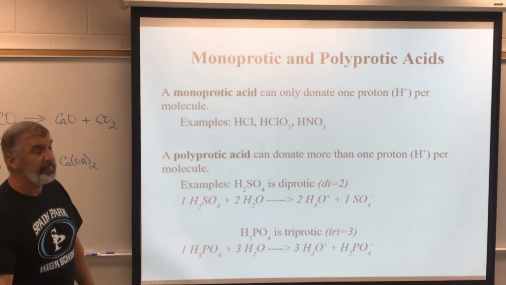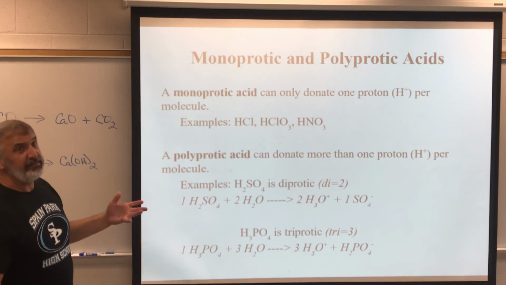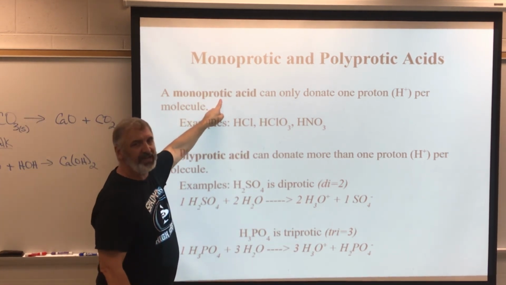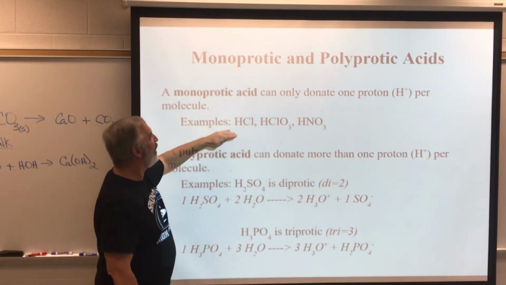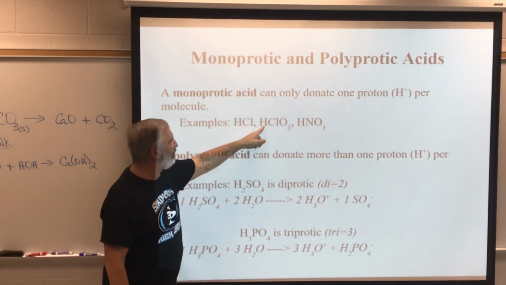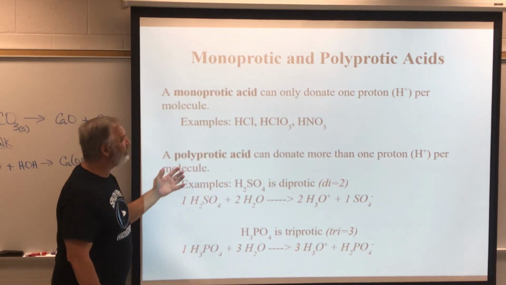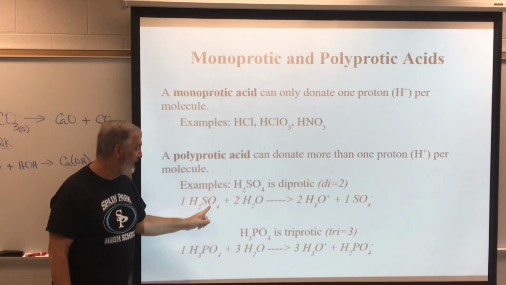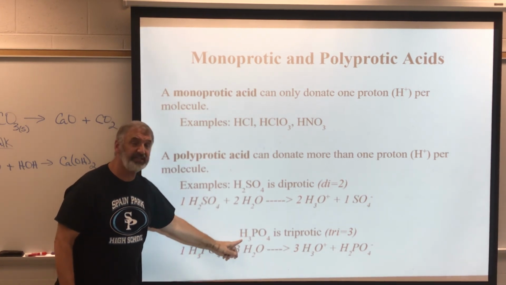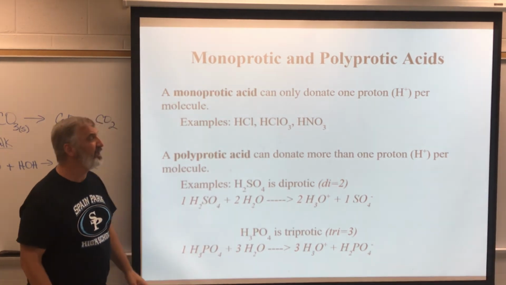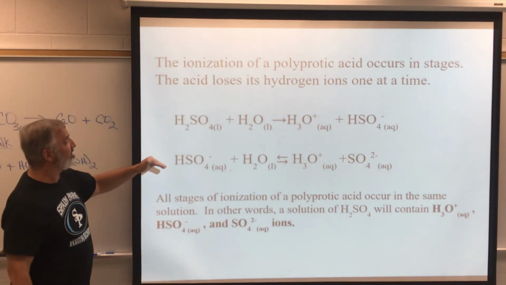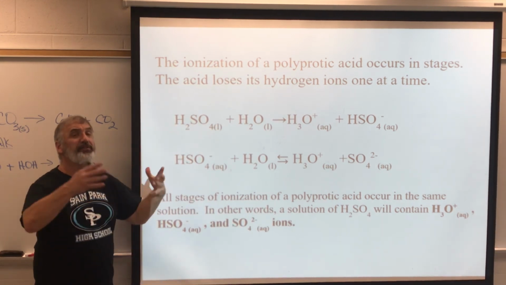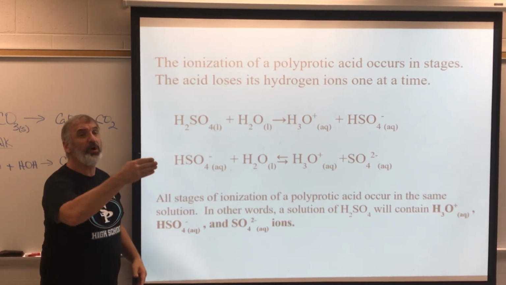Now, lastly, mono obviously means one, poly means many. So a monoprotic acid, remember proton is a hydrogen, only donates one hydrogen. So you only have one hydrogen. If it's polyprotic, it means you can have more than one. If it's diprotic, it's got 2 hydrogens. And if it's triprotic, like phosphoric acid, it has 3 hydrogens to donate. Now what you need to know is that when di and triprotic acids donate, they don't donate both of them at the same time. They do one at a time.